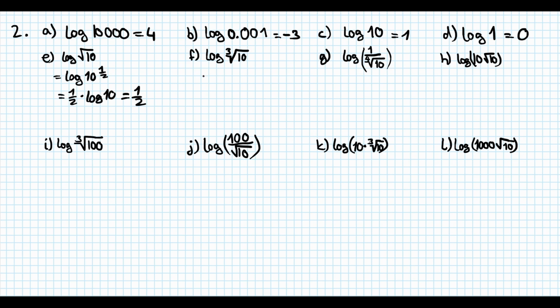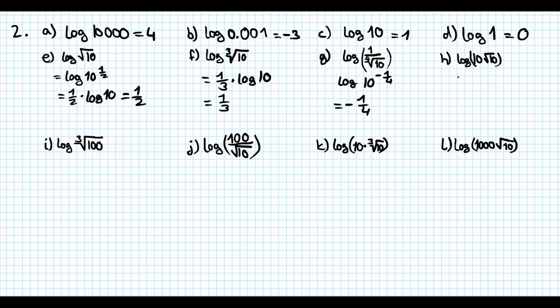Okay, same goes here. This is log of 10 to the power of 1/3. And we can add the 1/3 in the front. And log 10 is just 1, so we'll be left with 1/3. Okay, next one. Log of 10 to the negative 1/4. So we'll be left with negative 1/4.